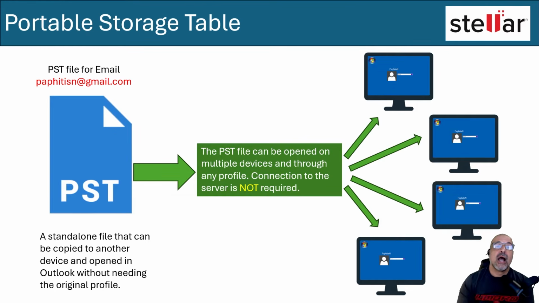And that's why I use Stellar, because even if the file is orphaned or the profile is corrupt, that encrypted OST file can now be converted to a PST, allowing me to delete the account, allowing me not to worry about whether it's encrypted or not, and being able to share it with anyone I want, and they can access the emails. And that's a beautiful thing about PST.